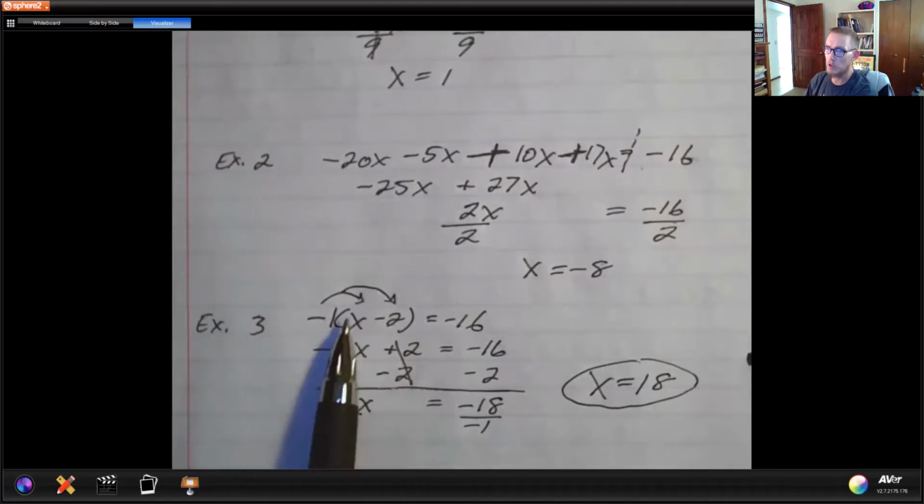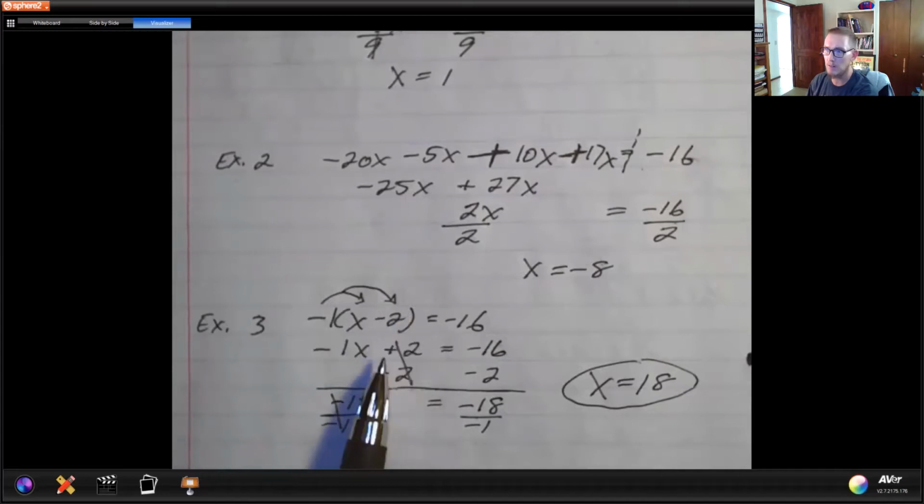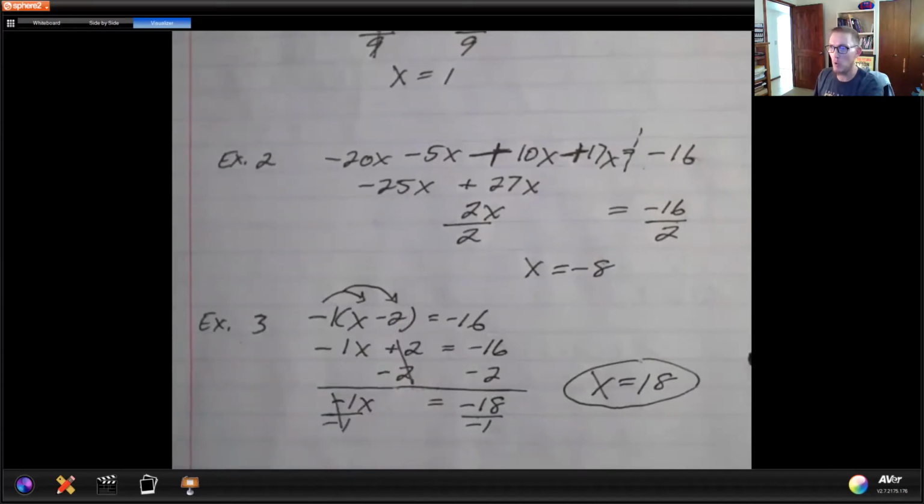So we started with distribution. We distributed the -1. We multiplied it when we sent it in. And then I had a two-step equation that I solved to get x alone.